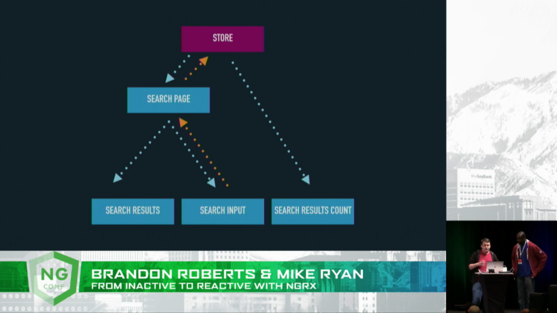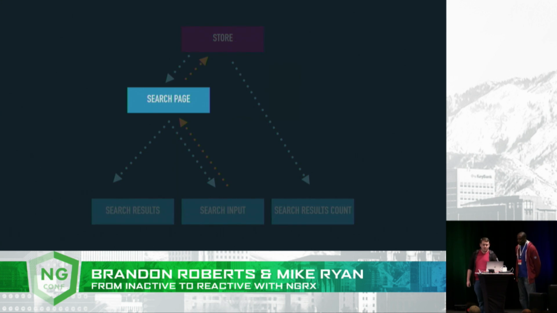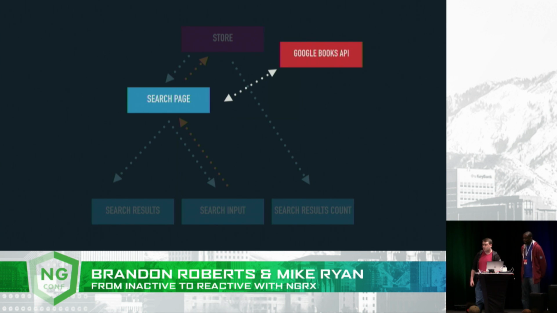So if we look at what our application looks like at this point, we now have store, who's sort of the single source of truth in this application. He's delivering state updates to the search page and the search results count. Search page gives the results and the search input term to its components. The search input, when it emits a query, is wrapped in an action and dispatched to store. But there's one part here that's still a little awkward, and that's that the search page is still making that request to the Google Books API.